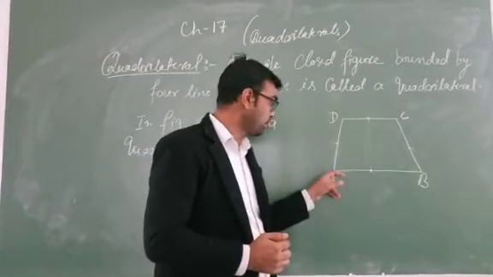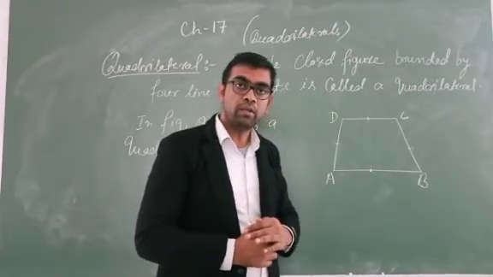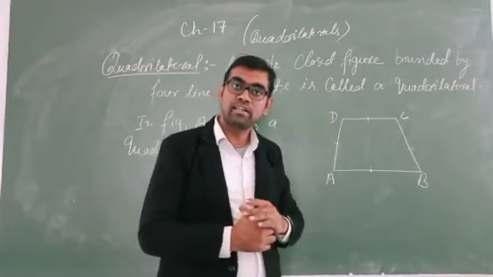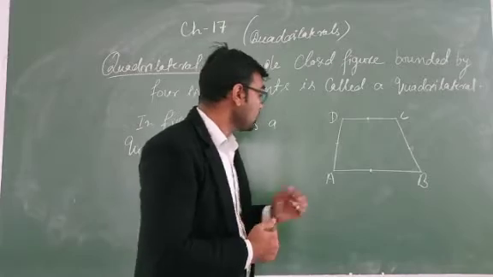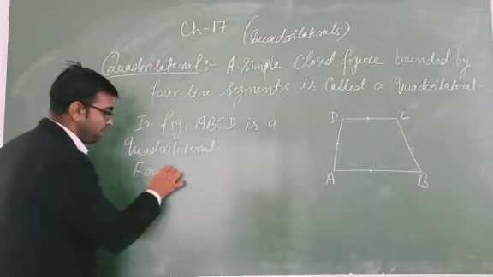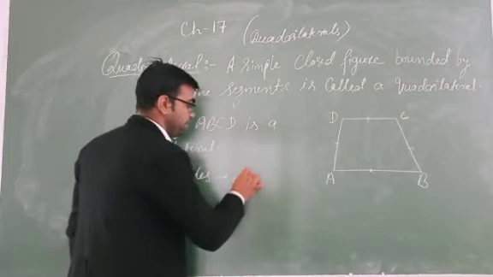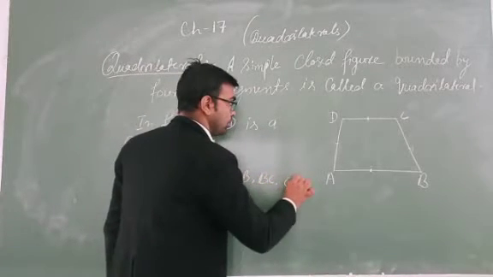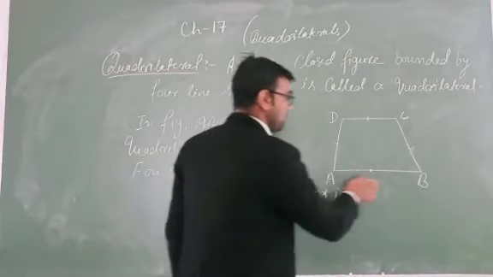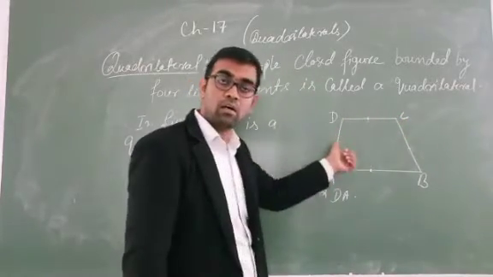The four vertices here are A, B, C and D. These are the vertices of the quadrilateral. And AB, BC, CD and DA are the sides of the quadrilateral. So there are four sides in the quadrilateral ABCD, namely AB, BC, CD and DA.